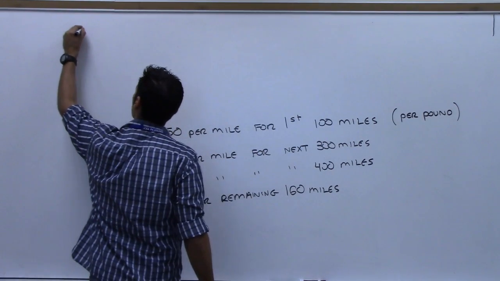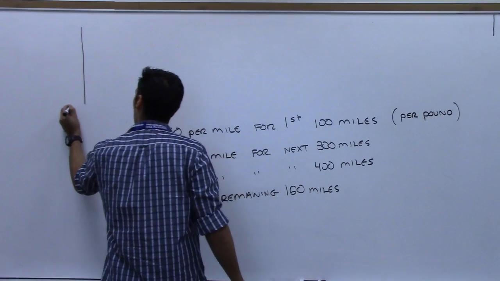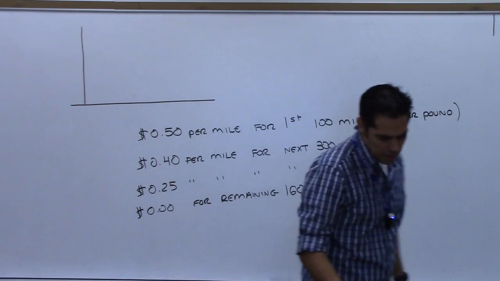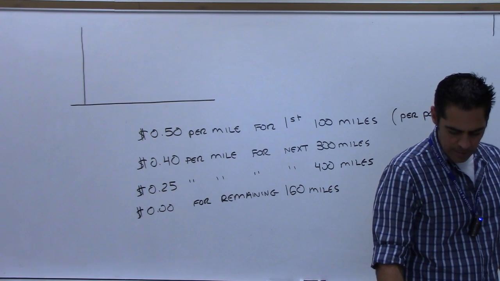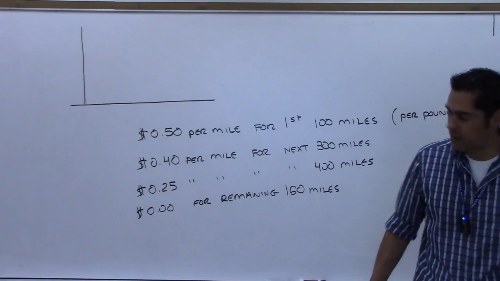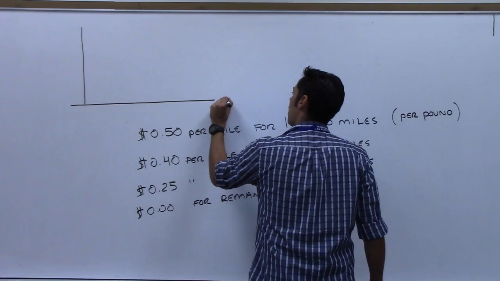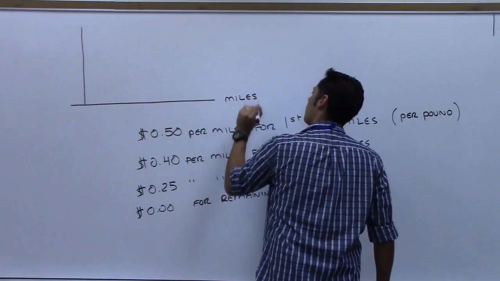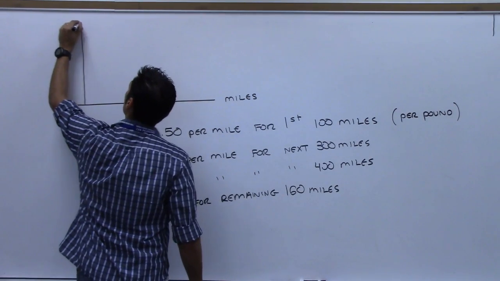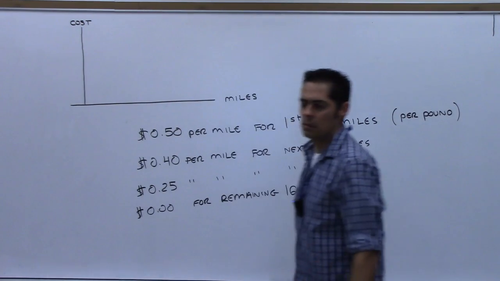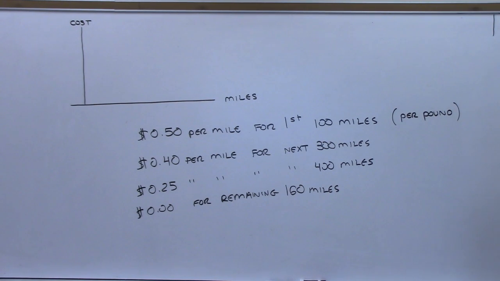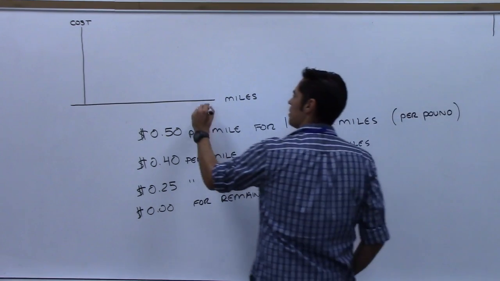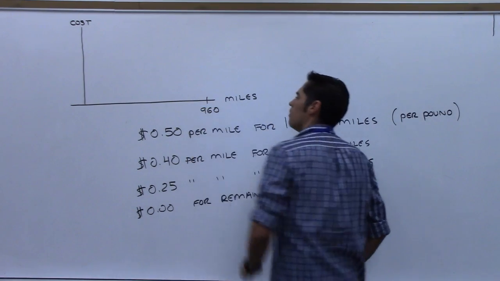So let me draw here. Let me make sure I read this carefully. Graph the relationship between the cost of transportation in dollars and the mileage over the entire 960-mile trip. So we're going to say miles here, and this is going to be cost. We know the total mileage is 960, right?